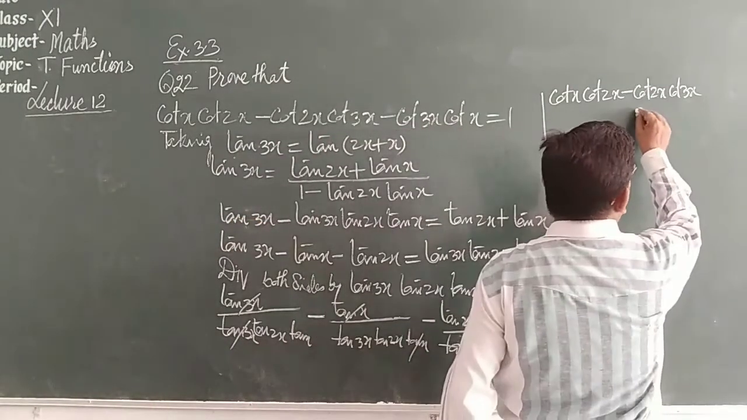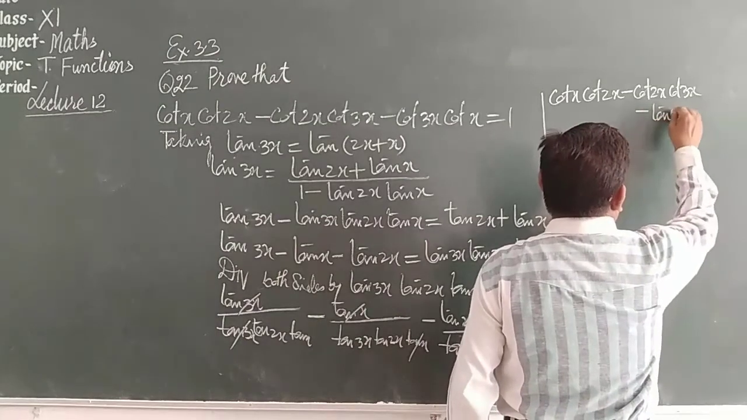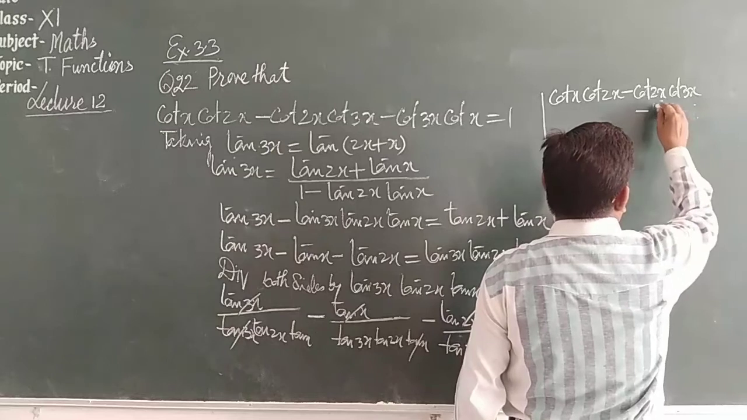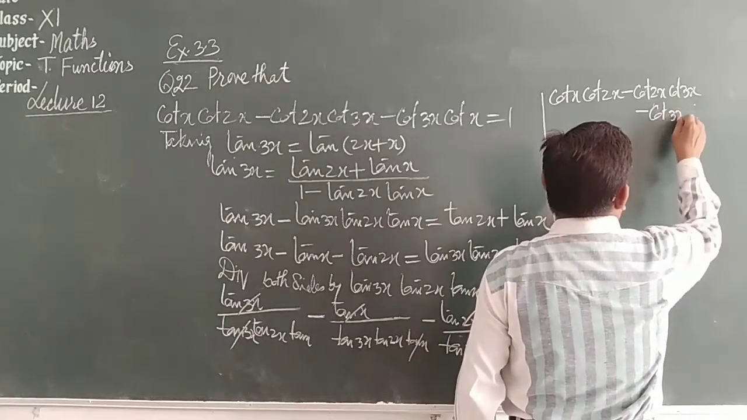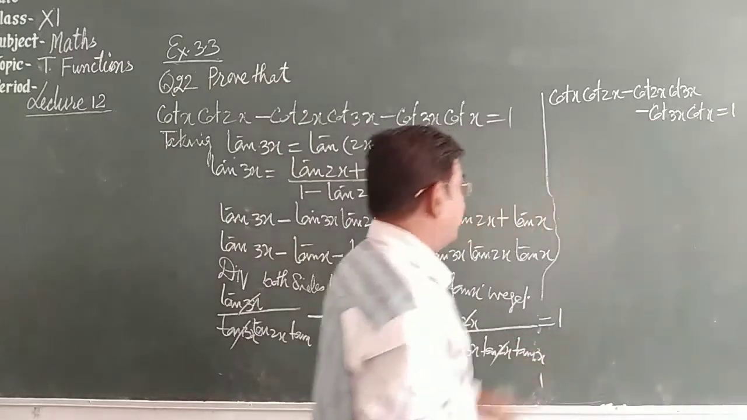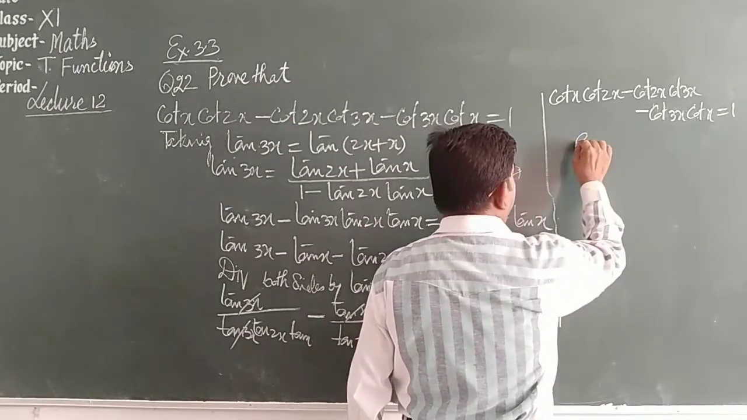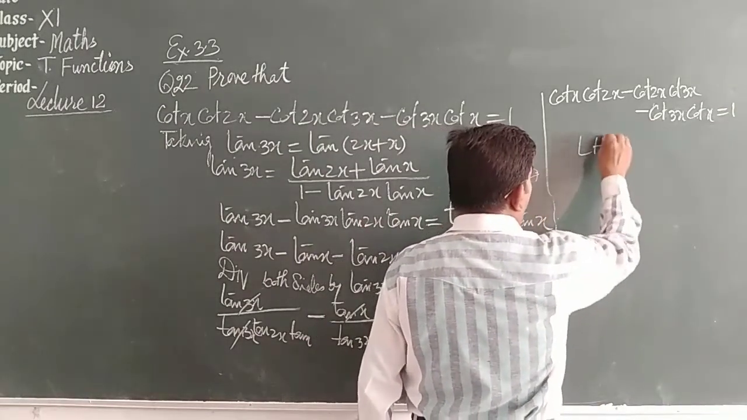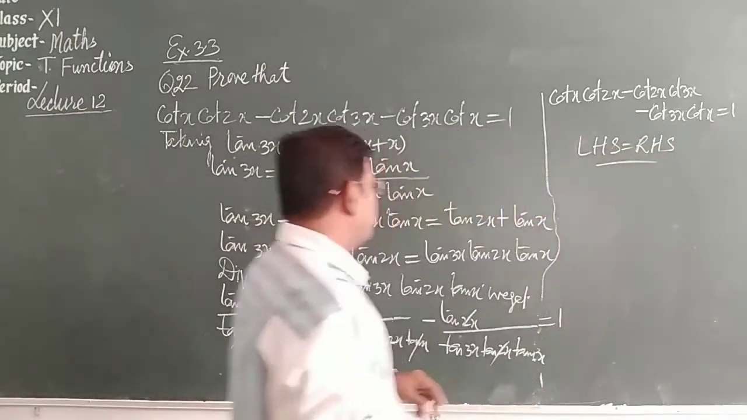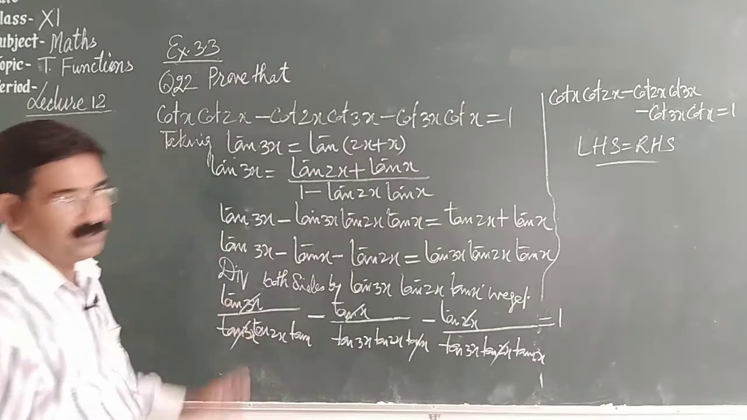So minus cot 3x cot x is equal to 1 is left. So this is the right hand side, and the left hand side is equal to the right hand side. So this is the simplest method to solve this question.